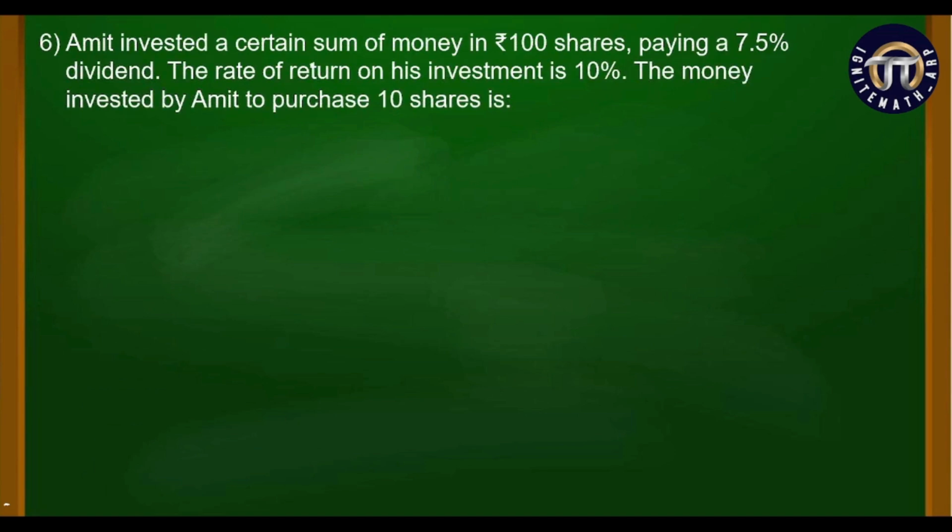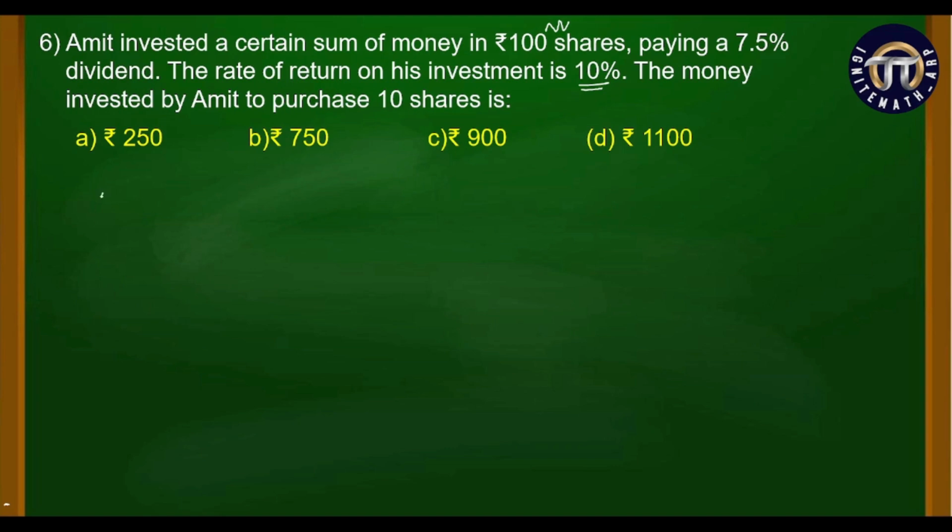Amit invested a certain sum of money in 100 rupees shares. Okay, this is our NV. Clear, paying 7.5% dividend. The rate of return for his investment is 10%. The money invested by Amit to purchase 10 shares. What is his investment? We are supposed to calculate. Again, options are given, obviously, multiple choice.